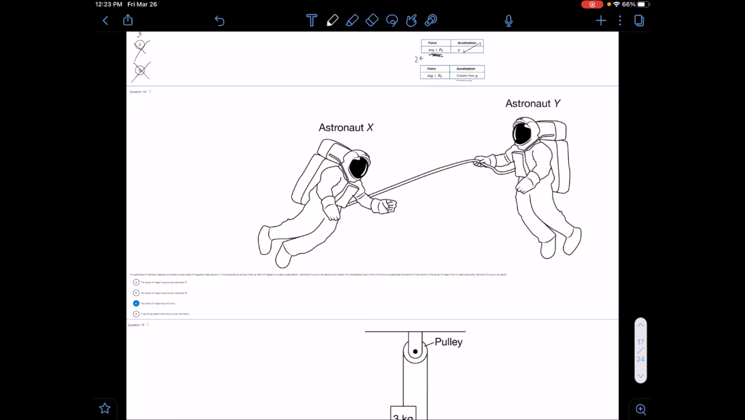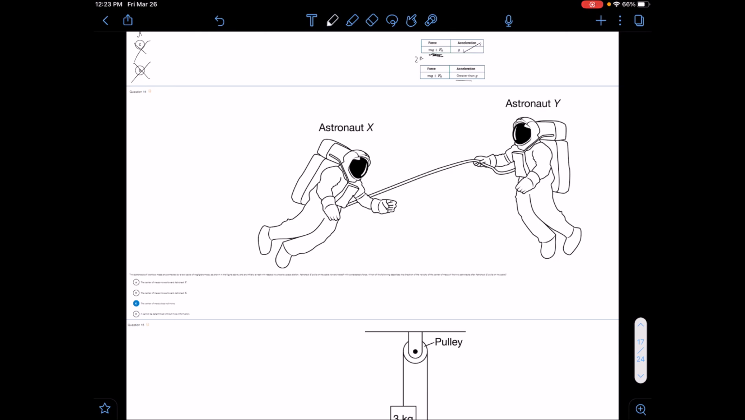Alright. Two astronauts of identical mass are connected by a taut, is that what it says? Taut cable of negligible mass, as shown in the figure above, and are initially at rest with respect to a nearby space station. Astronaut Y pulls on the cable towards herself with considerable force. Which of the following describes the direction of the velocity of the center of mass of the two astronauts after astronaut Y pulls on the cable?